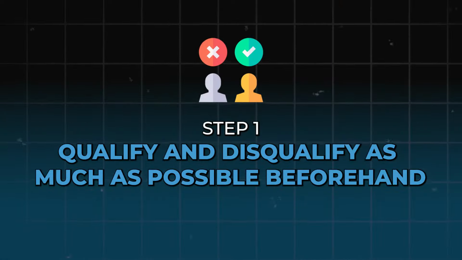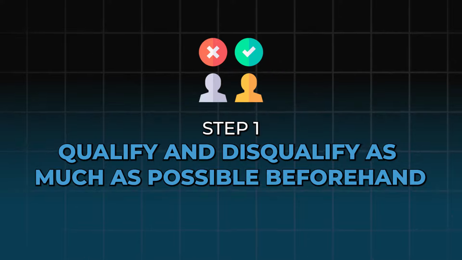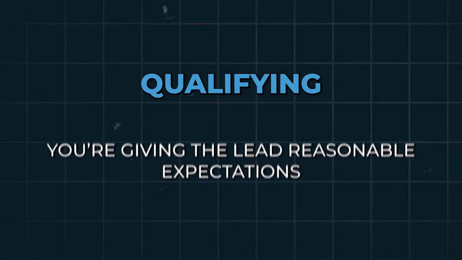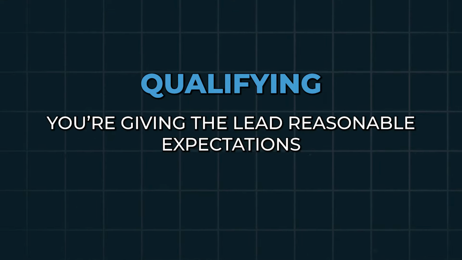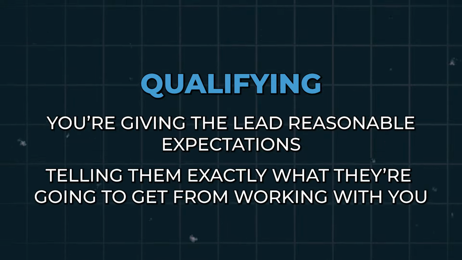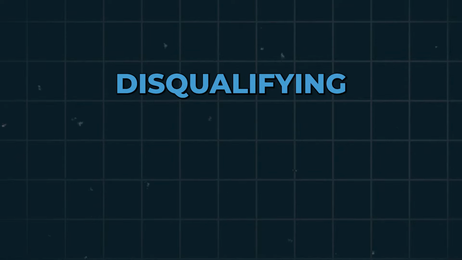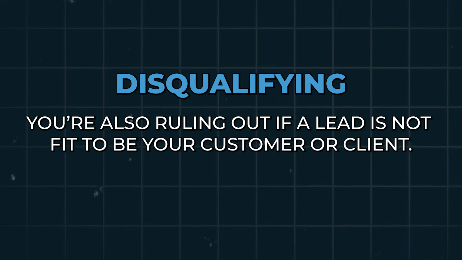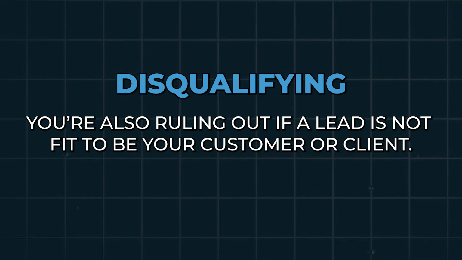So the first thing you need to do to make sure that when you get to the closing part of your sales funnel, they purchase, is to qualify and disqualify as much as possible beforehand. Qualifying means you're giving the lead reasonable expectations, telling them exactly what they're going to get from working with you. You're not overpromising and underdelivering. Disqualifying means you're also ruling out if a lead is not fit to be your customer or client.